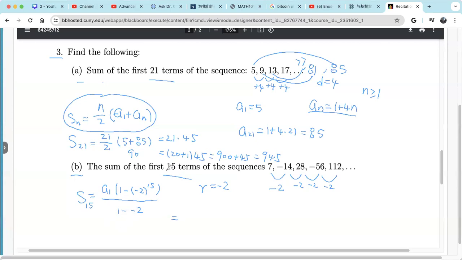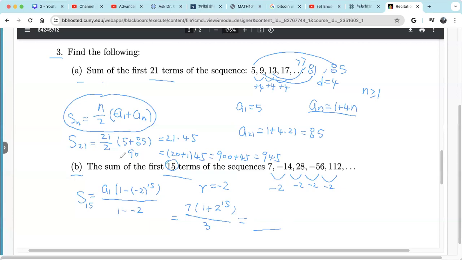So we just calculate. The first term, no, the first term is 7. We want to find the sum of 15 terms. So the first term is 7. 7 times 1 minus -2 raised to the 15th power. Since the power is an odd number, it is negative, so it becomes 1 plus 2 raised to 15. Then divided by 1 minus negative 2, which becomes 1 plus 2, 3. Again, you can plug into a calculator to find the sum. Okay, but I'm going to finish here.